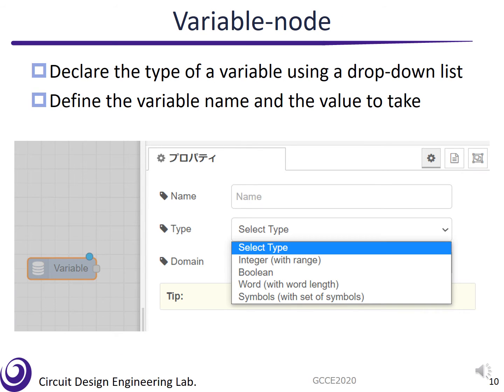This is a node used to declare variables. You can specify the type of the variable using the drop-down list. Also, enter the variable name and the possible values to use.